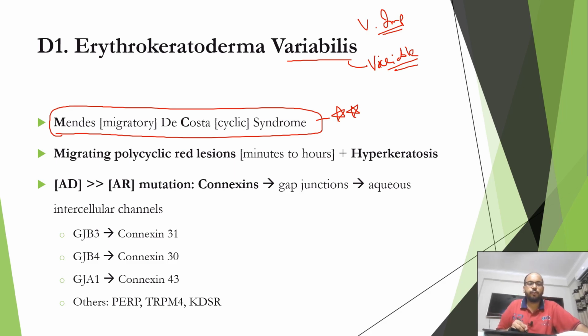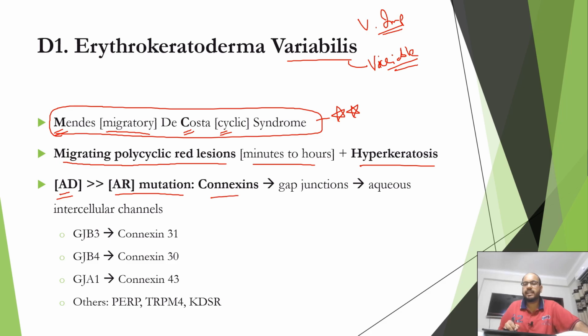And to remember: M for Mendes, M for migratory. So the lesions migrate. And C for Costa means cyclic. They are cyclical in nature. They are circular migrating lesions. So EKV has migrating polycyclic red lesions which migrate in minutes to hours, along with hyperkeratosis. The mutation is most commonly autosomal dominant, but autosomal recessive mutations are also there.